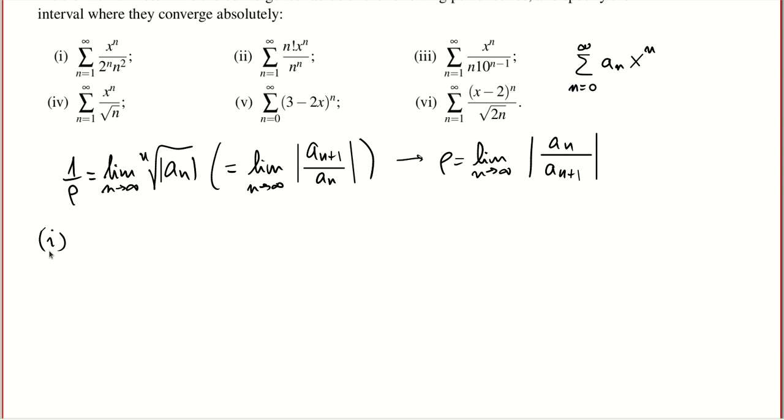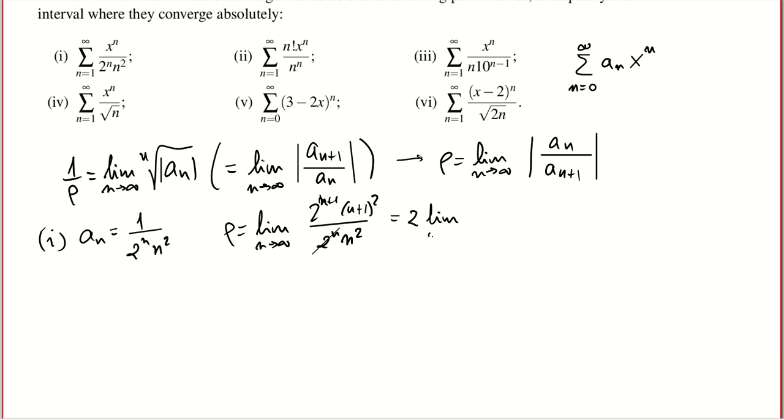So let me just do the first. For this one, a_n is 1 over 2 to the n squared. If we calculate this limit, rho is going to be the limit when n goes to infinity, and you have 2 to the n squared in the denominator, because this is a_n, and a_(n+1) goes in the denominator, with 2 to the (n+1) squared. Now you cancel 2 to the n with the power n, and then you have 2 times the limit when n goes to infinity of (n+1) over n squared. Since the limit of this fraction is 1, the limit is 2. So the radius of convergence of this first series is 2, and the interval of absolute convergence is therefore (-2, 2).